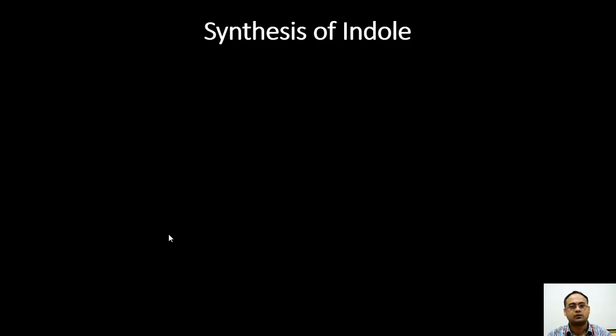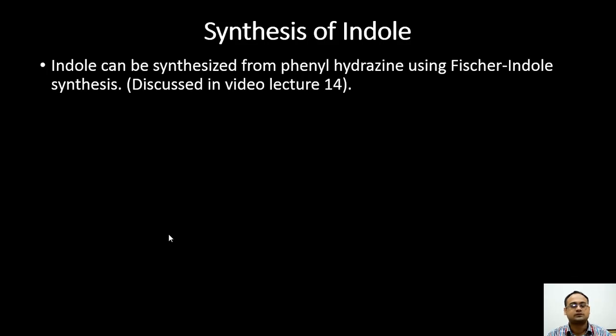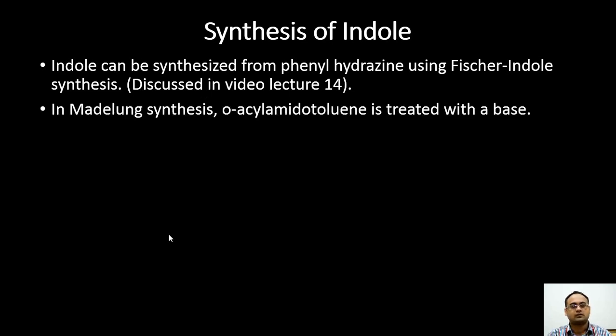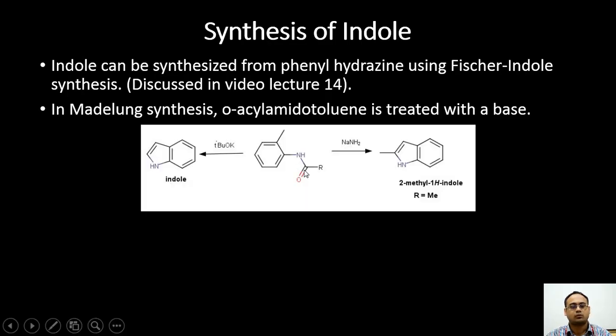So let us turn towards the synthesis of indole. Indole can be synthesized from phenylhydrazine using the Fischer indole synthesis. We have discussed this in the last lecture. Another way to synthesize indole and its derivatives is from the acyl amidotoluene derivatives. When these acyl amidotoluenes are treated with strong bases like potassium tertiary butoxide or sodium amide, the cyclization takes place to give indole or indole derivatives depending on what the R is.